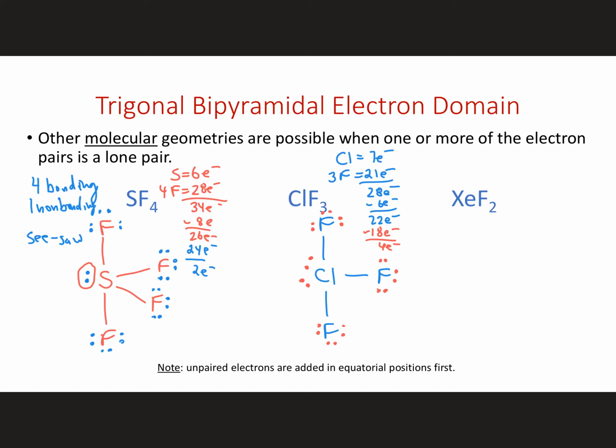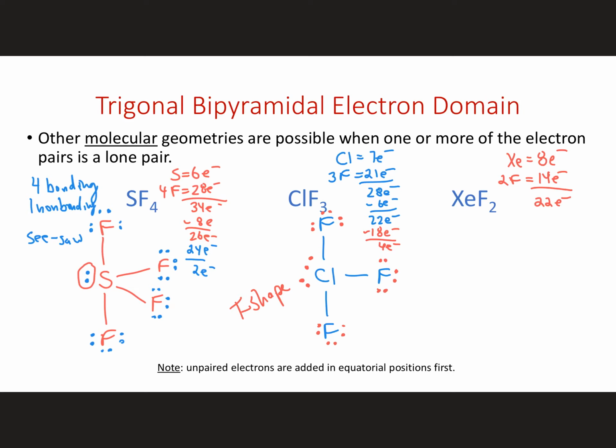So back to the chlorine trifluoride, I have 5 electron domains. 3 are bonding and 2 are non-bonding, so my molecular geometry would be T-shape. The last one, xenon difluoride. Well, xenon is one of the rare noble gases that actually can react. So it has 8 valence electrons, 2 fluorines at 7 each for 14 electrons, bringing my total to 22 electrons.